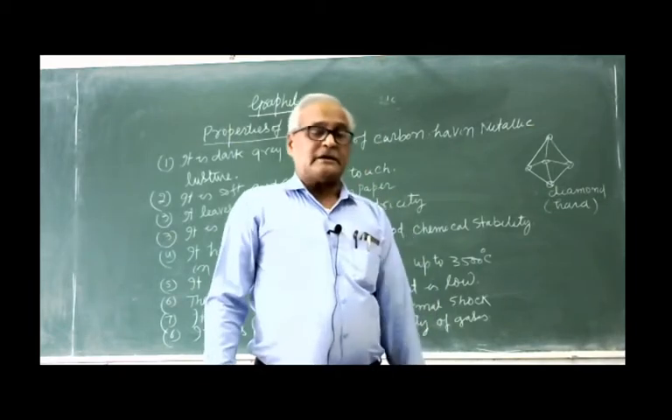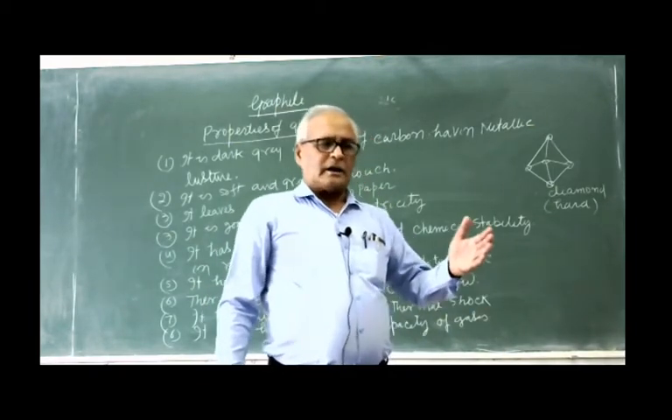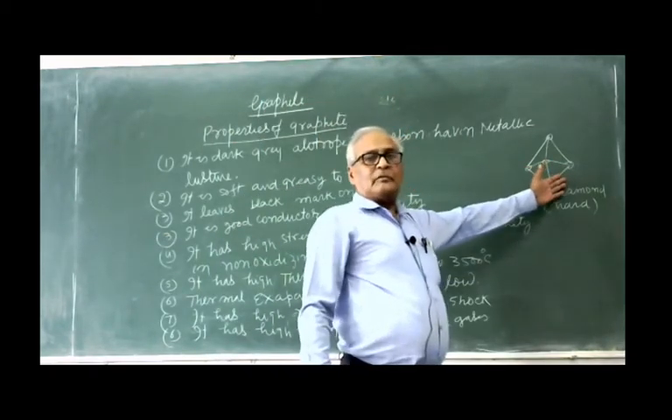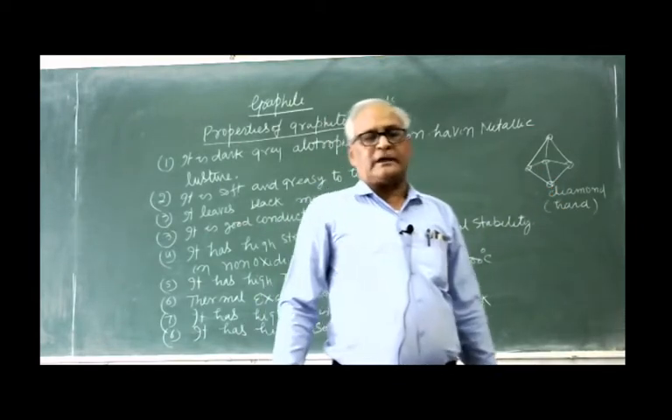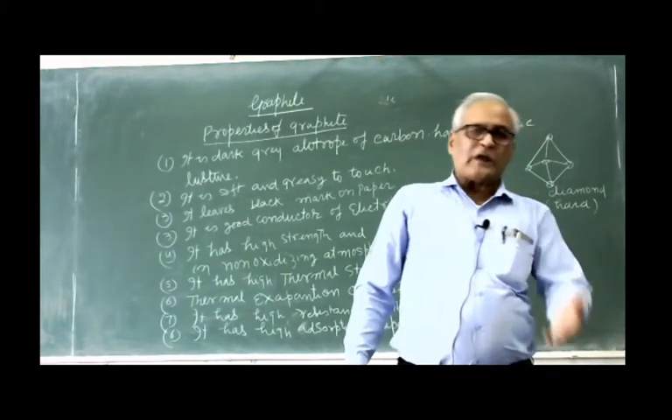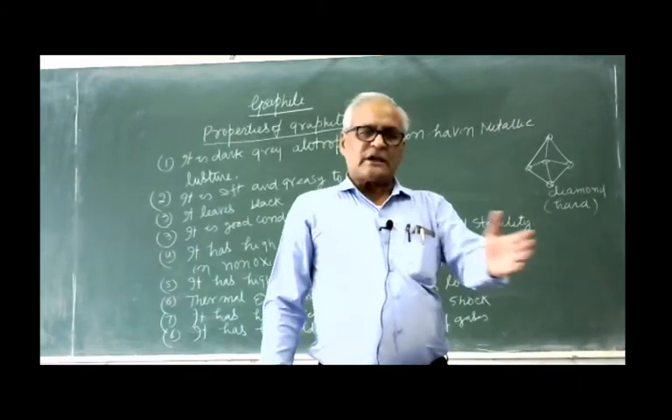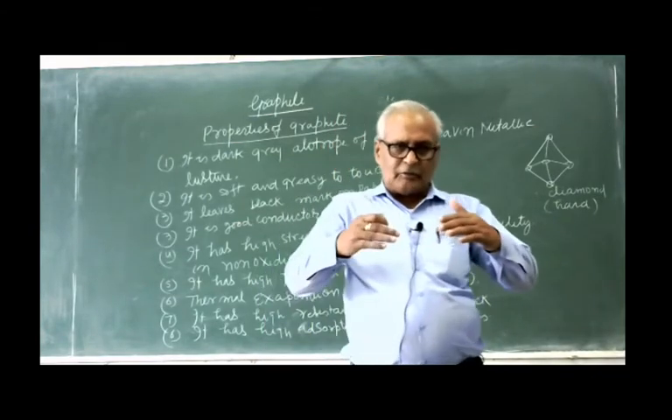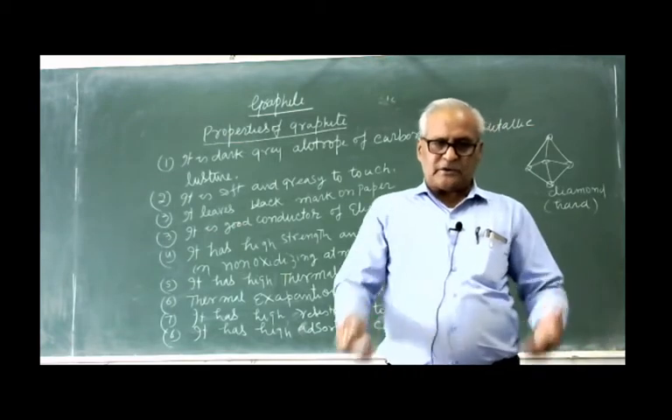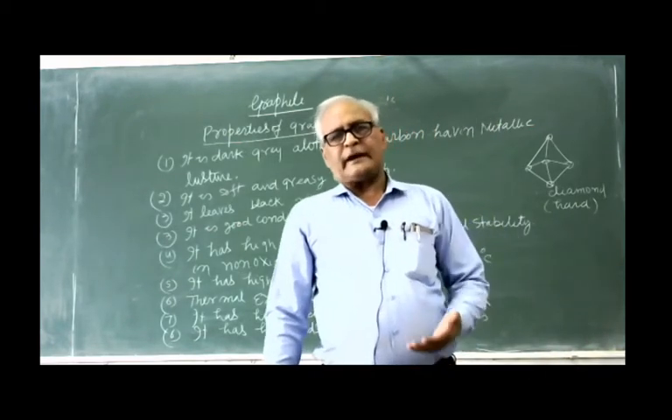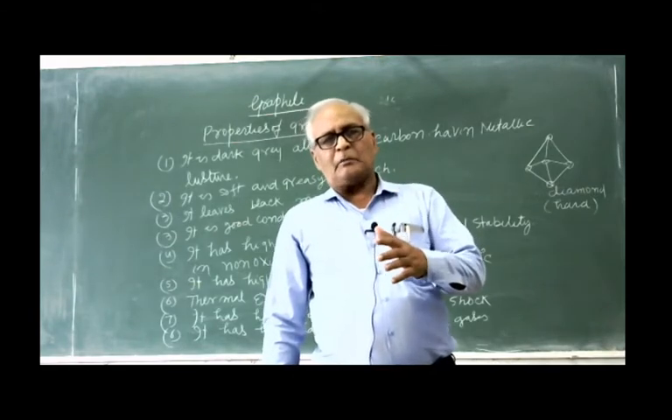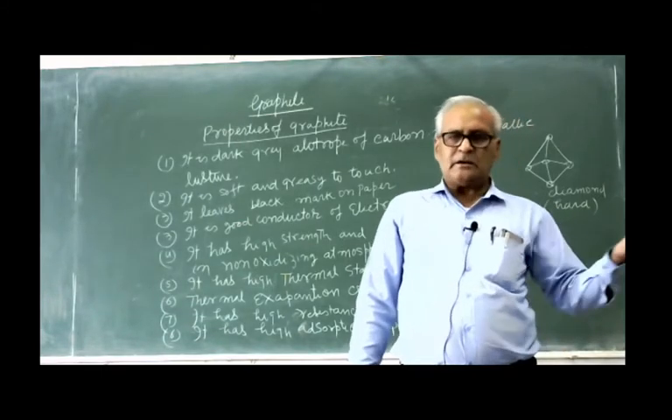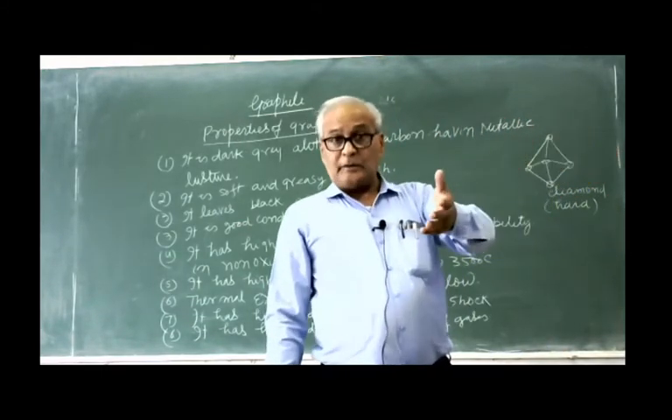In case of graphite, carbons are arranged in two dimensions. This is the three-dimensional arrangement. In graphite, you will find there is a two-dimensional arrangement. We shall discuss about the structure of the graphite later on. So just for concept, I have told you that graphite is nothing but the allotropic form of the carbon, like diamond, fullerene. Fullerene you also know.